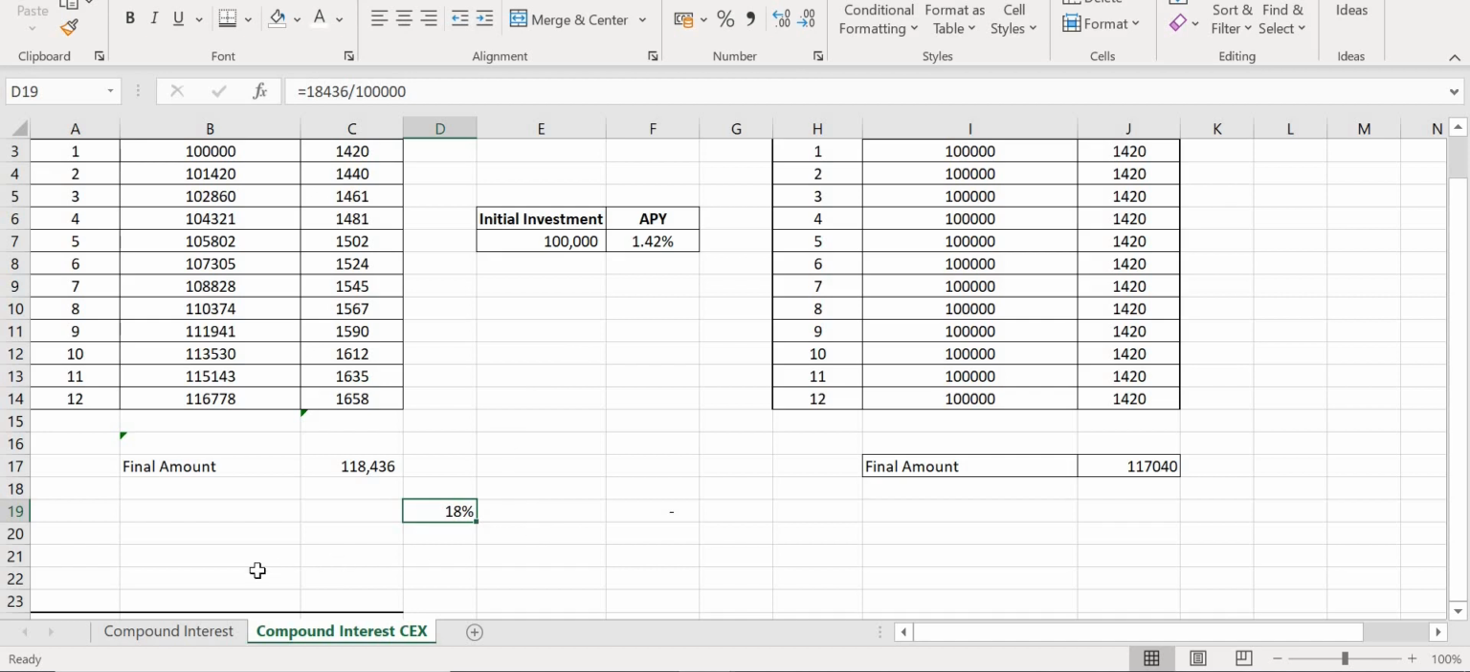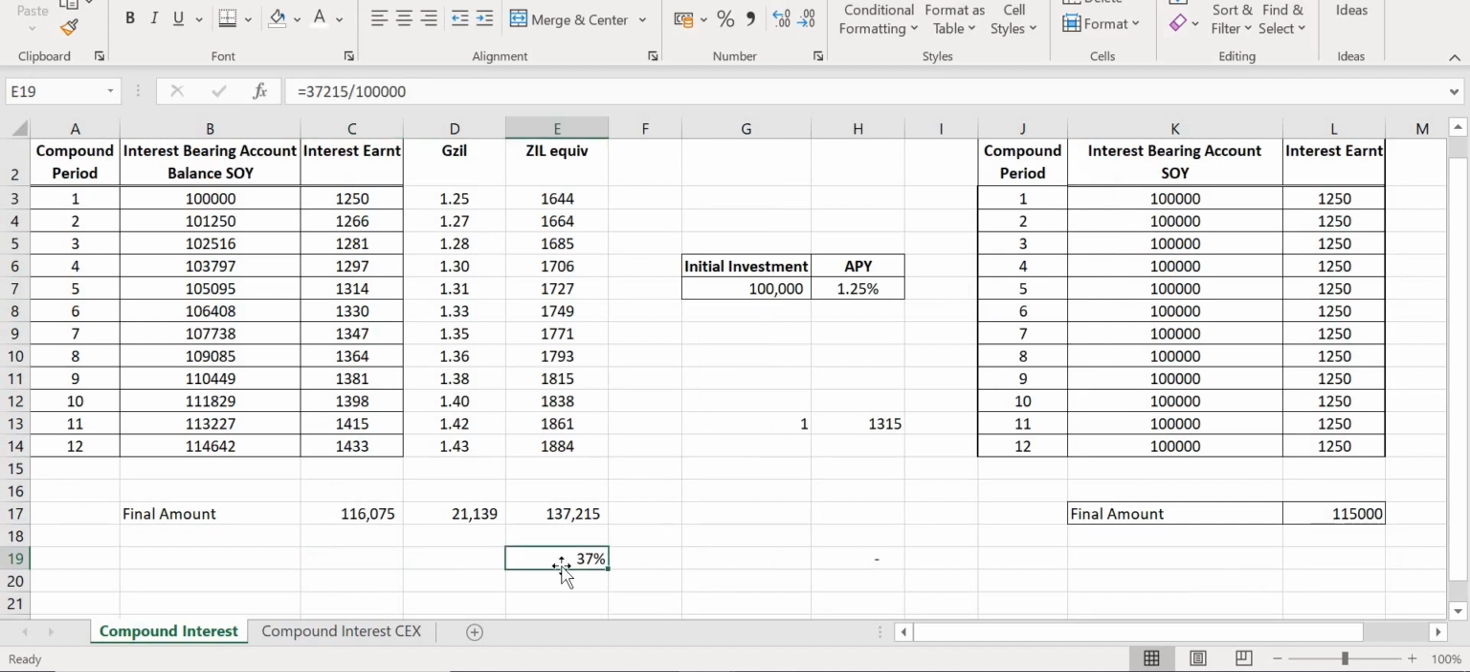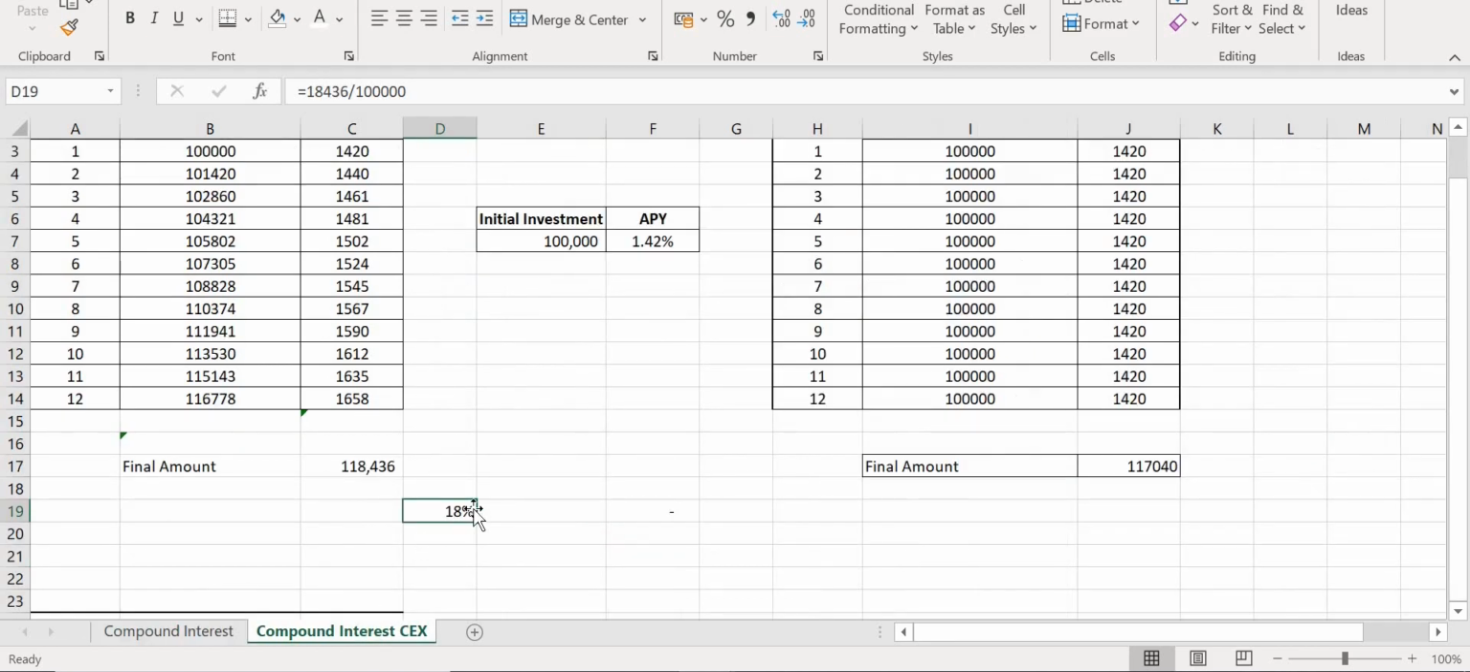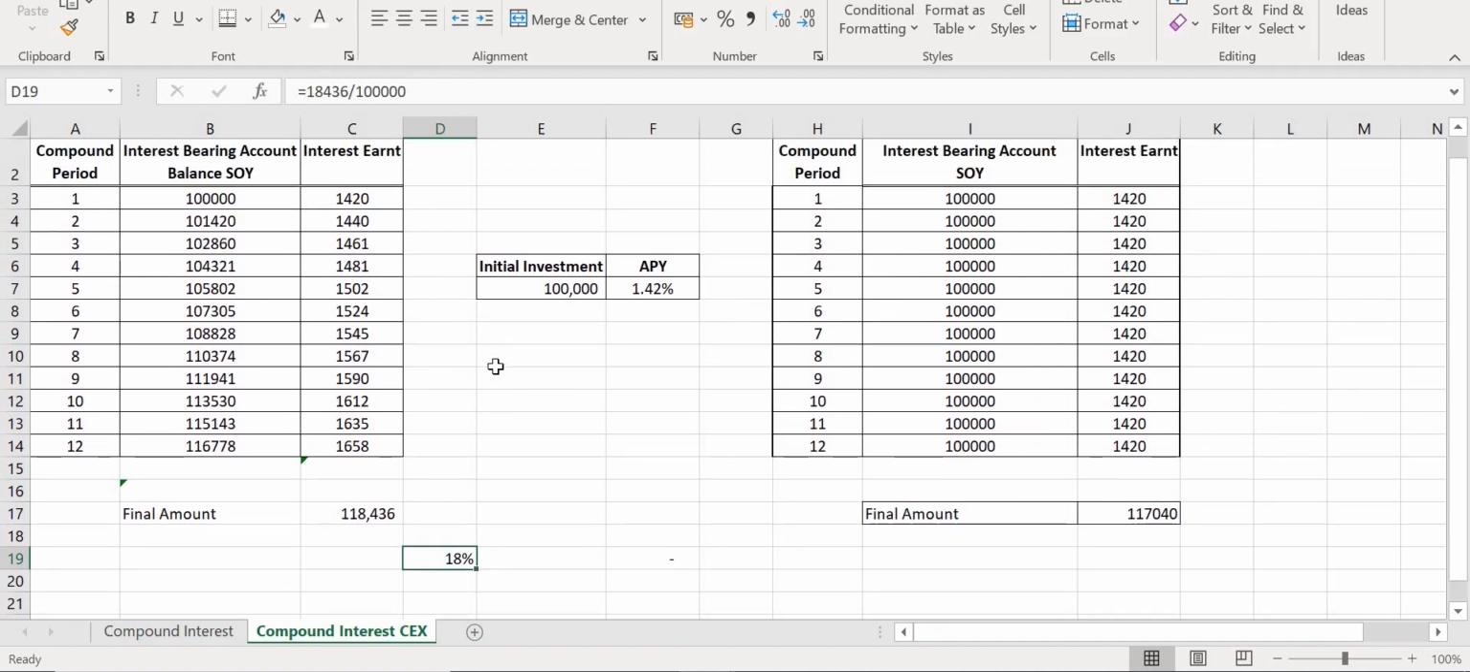So there we have it. We have a 37% return when you get your GZIL, and you get an 18% return when you don't get your GZIL. And this is based on compounding monthly, so once a month, taking out your claims and then restaking those. That's a big difference. That's double the APY.